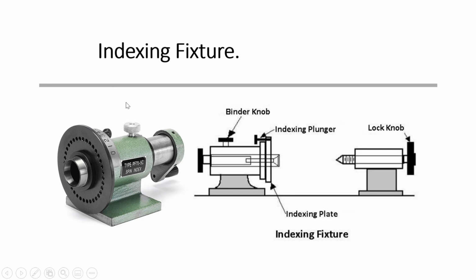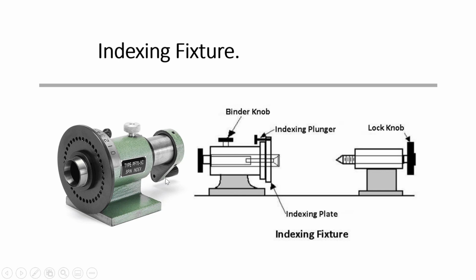Next is indexing fixture. Sometimes while machining a gear, that is producing the teeth of the gear, we require to index the cylindrical plate with a sufficient angle. For that we require an indexing fixture. Here in this figure you are observing on the left side there is a plate on which holes are drilled on the back end of this part.